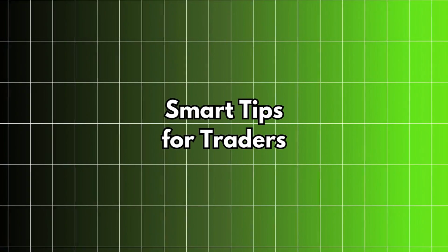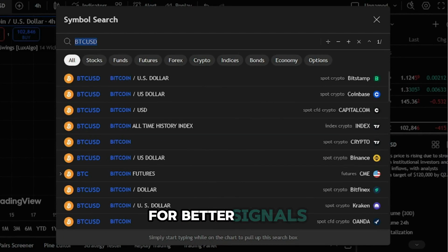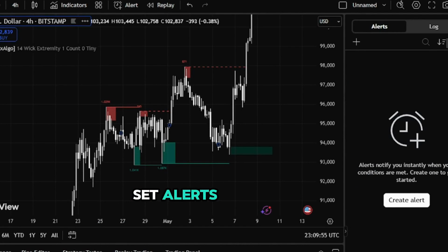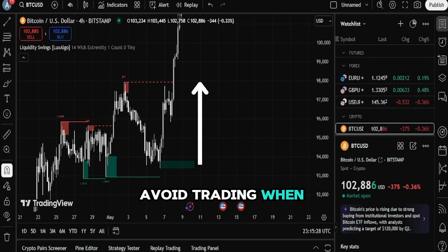Smart tips for traders. Use on major pairs or large cap assets for better signals. Set alerts when price approaches a liquidity zone. Avoid trading when price is stuck inside a zone.